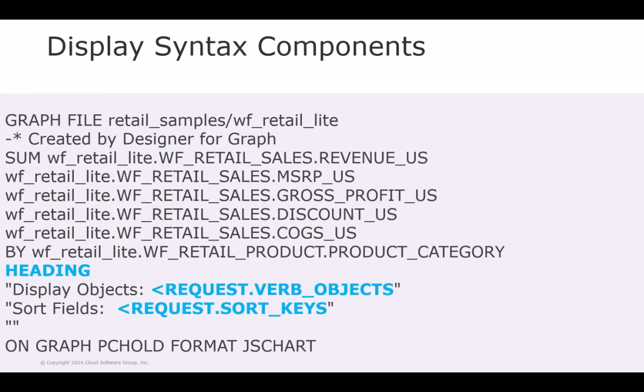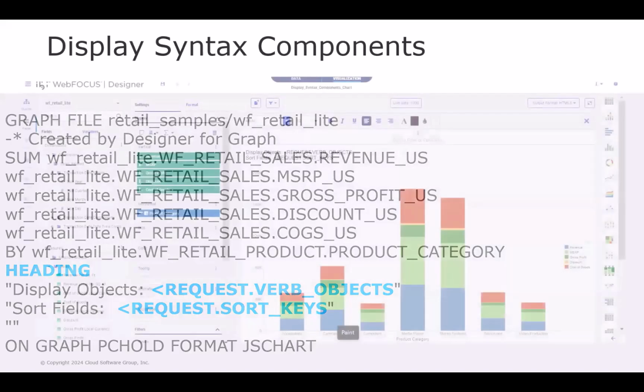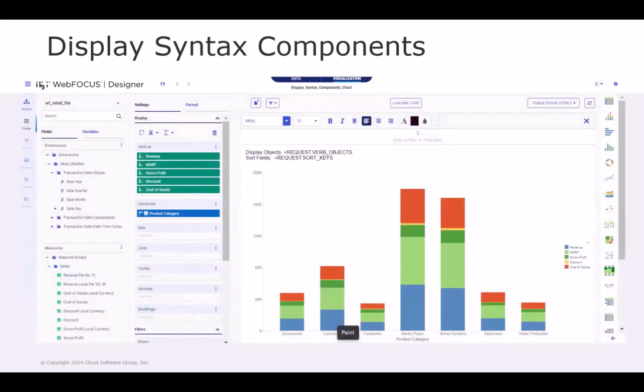So here's just source code. You guys like code. I know there's a lot of coders out there, right? So here's a chart request, a graph file with a heading, and I just did two of those attributes: request.verb_objects and request.sort_keys. I built this in Designer, so I'm going to show you Designer next. You can see the horizontal axis is product category, that's the sort field. And then you can see I have 5 verb objects: revenue, MSRP, gross profit, discount, and cost of goods.